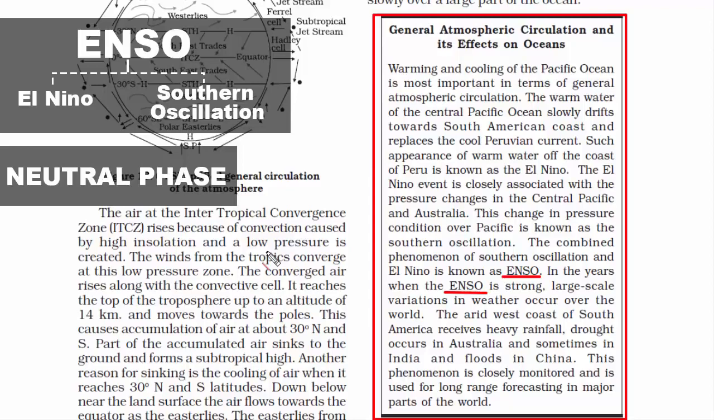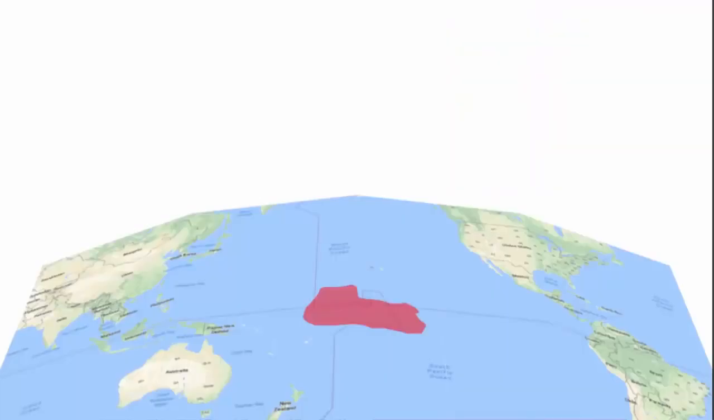So the first phase among the 3 phases is the neutral phase. In this phase, the central Pacific Ocean is warm. Now let's bring in the trade winds. Trade winds are these winds that blow in the tropical region from the eastern side to the western side. They are also known as tropical easterlies.